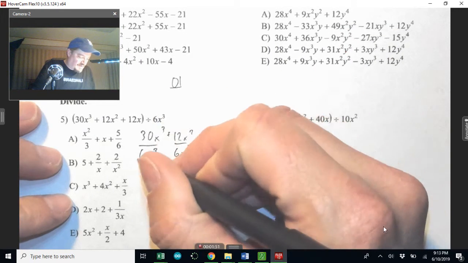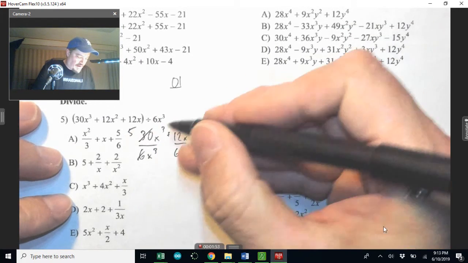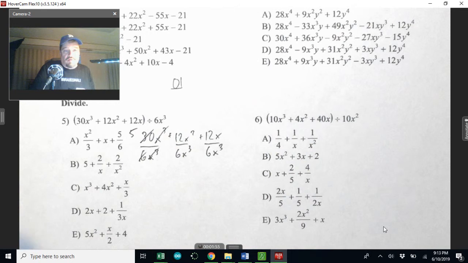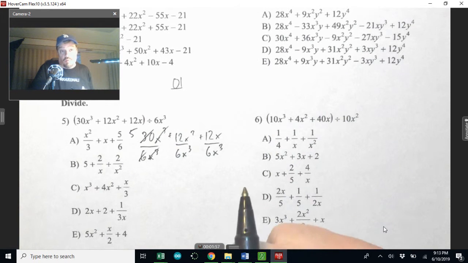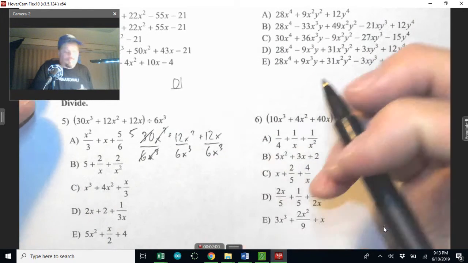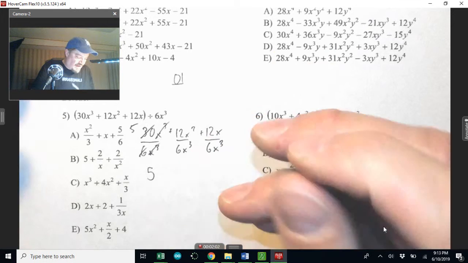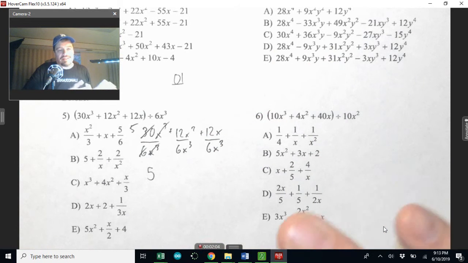So 6 will go into this guy 5 times, all right? But then x to the third and x to the third, with them over each other, it's just 1, so those guys technically cancel out. So we are just left with 5. So you can see your answer is B. All right, but how do we arrive to the rest of them? Because tomorrow's exam will be tougher, right?